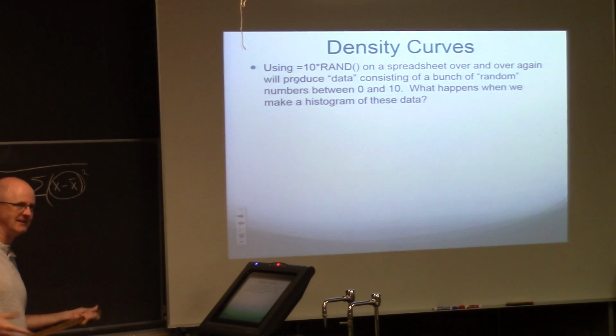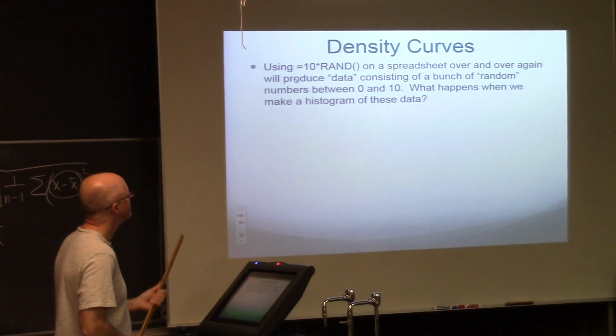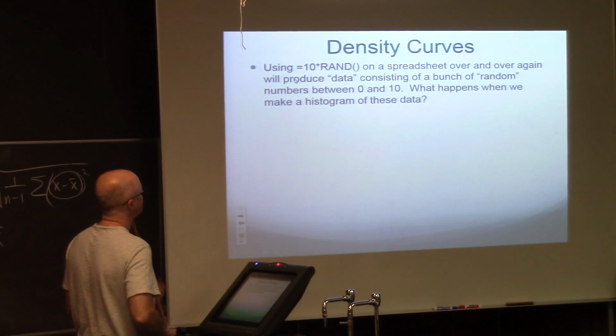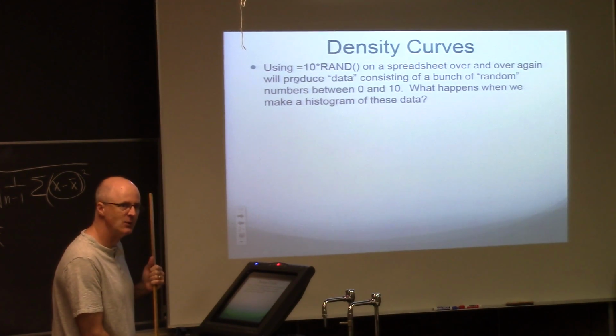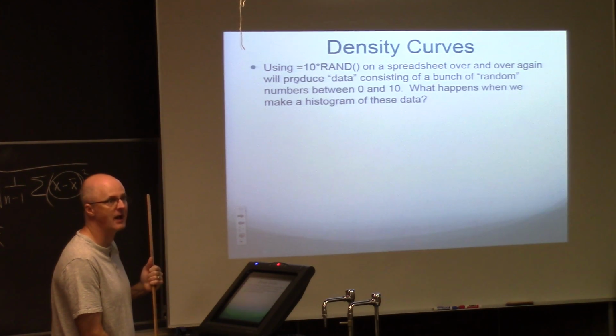I'm going to use a built-in function called rand in the following way, equals 10 times rand, on a spreadsheet over and over again to produce data. Really, it's fake data in a sense, it's simulated data, consisting of a bunch of random numbers between 0 and 10, fractions included, decimals included. Mostly they are not going to be integers. They're not going to be whole numbers.